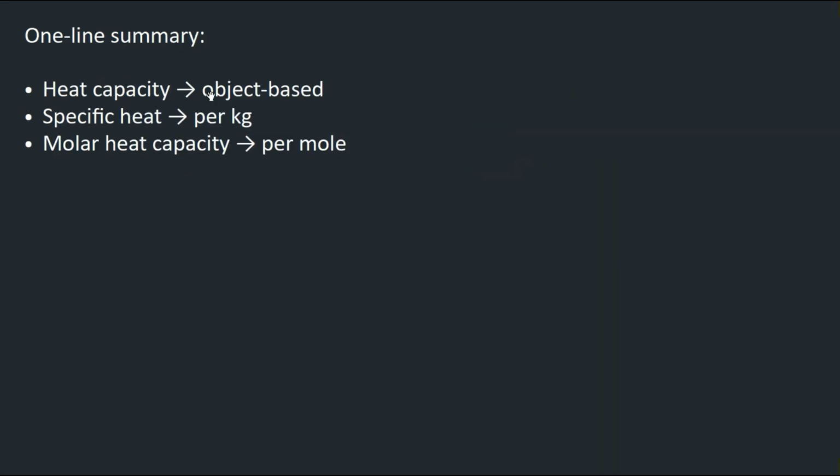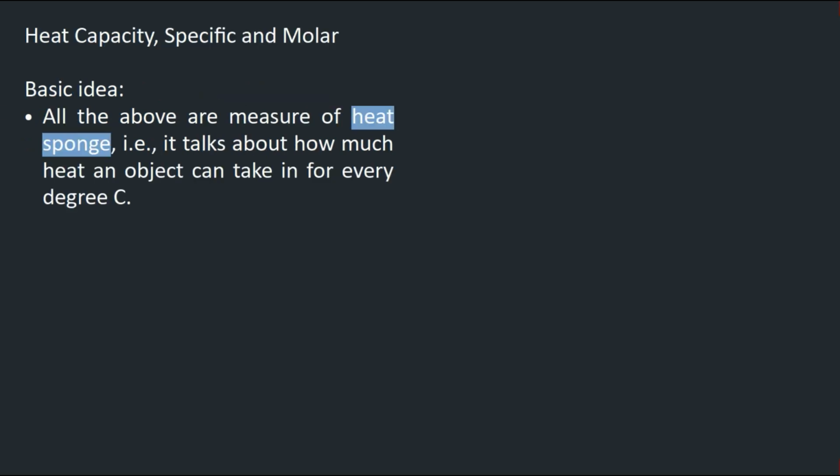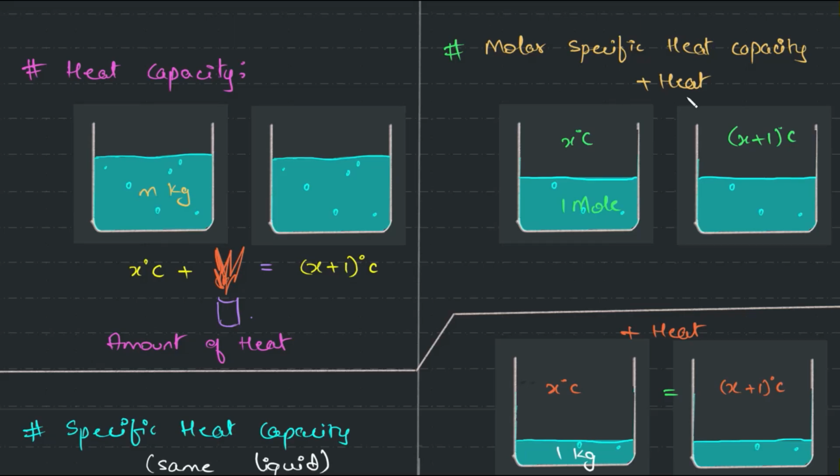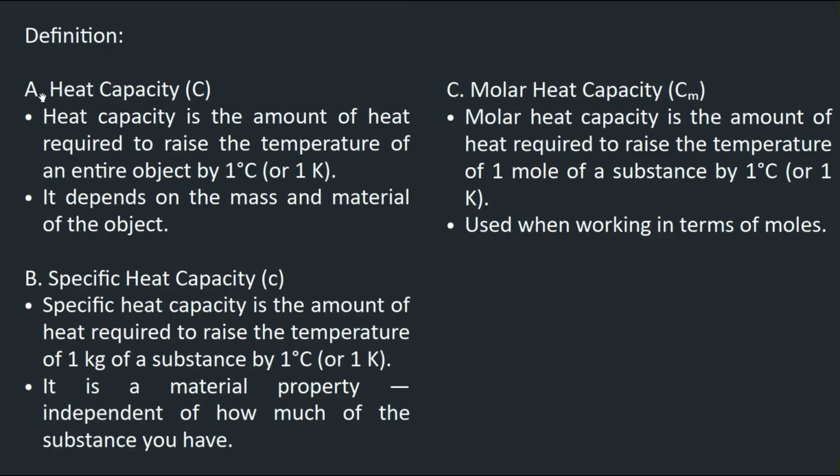So all in all, heat capacity is object based. Specific heat is per kg. Molar specific heat capacity is per mole. That's it. It's the same idea. It goes back to the same idea of the heat sponge. It's just that the amount of substance that you have changes. It's the same material; how much you have changes. That's it. Okay. So yeah, I think you guys can start with this. And then this.